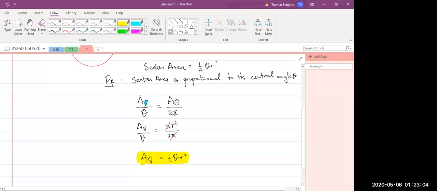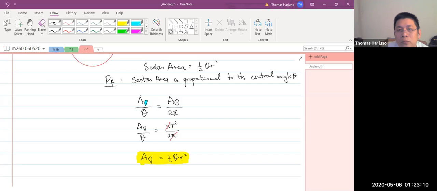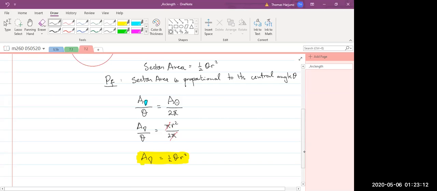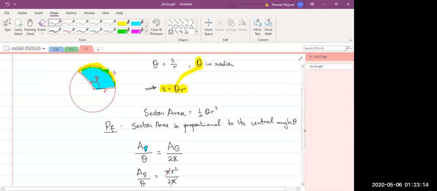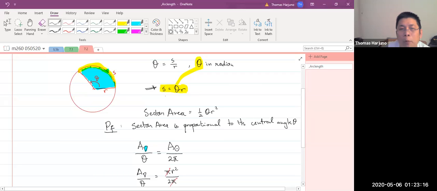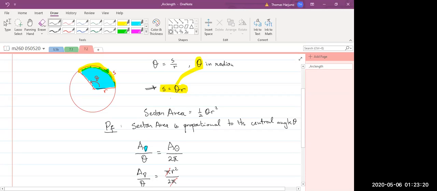Good question. When you say that the sector area is proportional to the central angle, you mean by division, by multiple, or it doesn't matter? It's just proportional. Proportional means the ratio has to be constant. Oh, okay. The ratio is constant. Yeah, the ratio is constant.